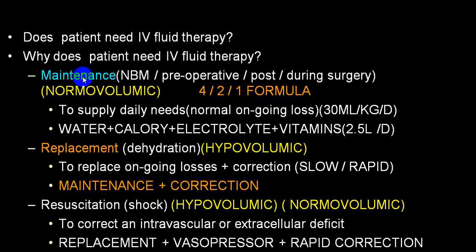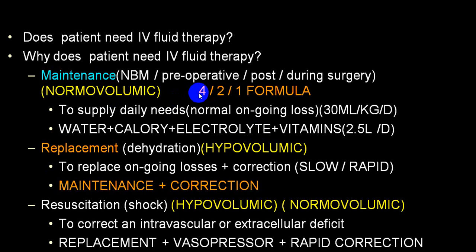So maintenance fluid we usually calculate by a formula 4-to-1, and which is pre-operative, post-operative, or during surgery, and particularly a person who is normovolemic and he is nil by mouth. This is the most common, and in that mainly we want to give water, a little calorie in the form of nutritional support, electrolytes, vitamins, minerals, etc. Approximately it comes to 2.5 liters per day.